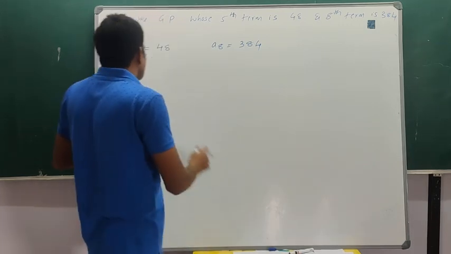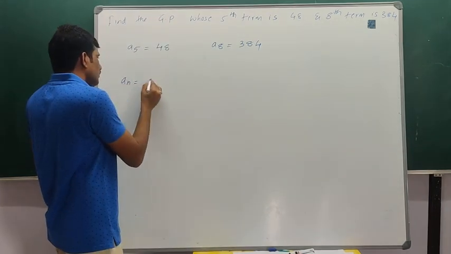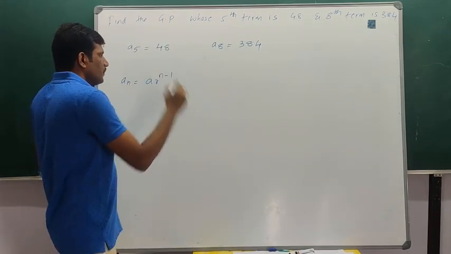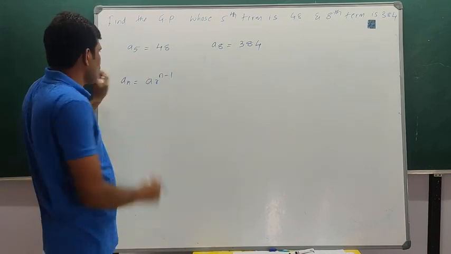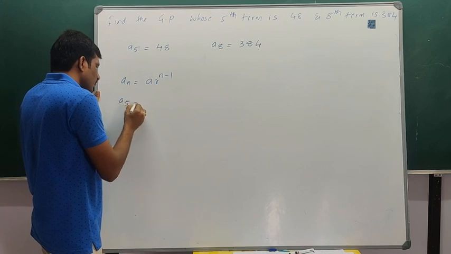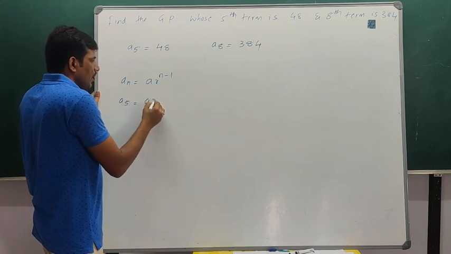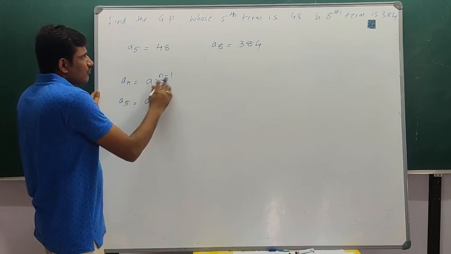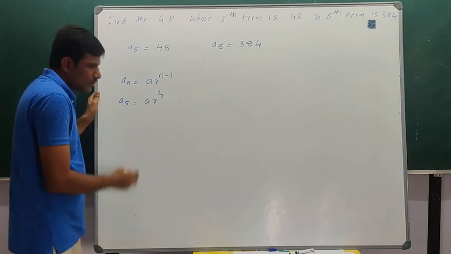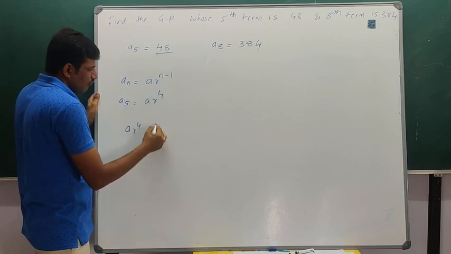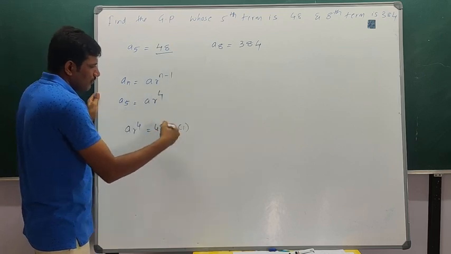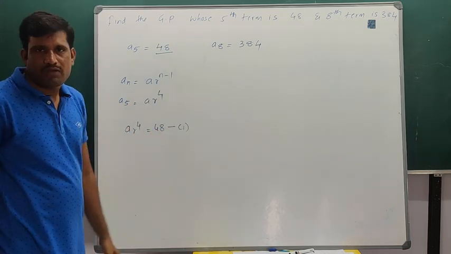How to find it? What is the nth term? The nth term formula is A R raised to n minus 1. So put n is equal to 5. When you put n is equal to 5, A5 is equal to A R raised to 5 minus 1, that is 4. So A R raised to 4 is equal to A5, and A5 is 48. So that is one equation.